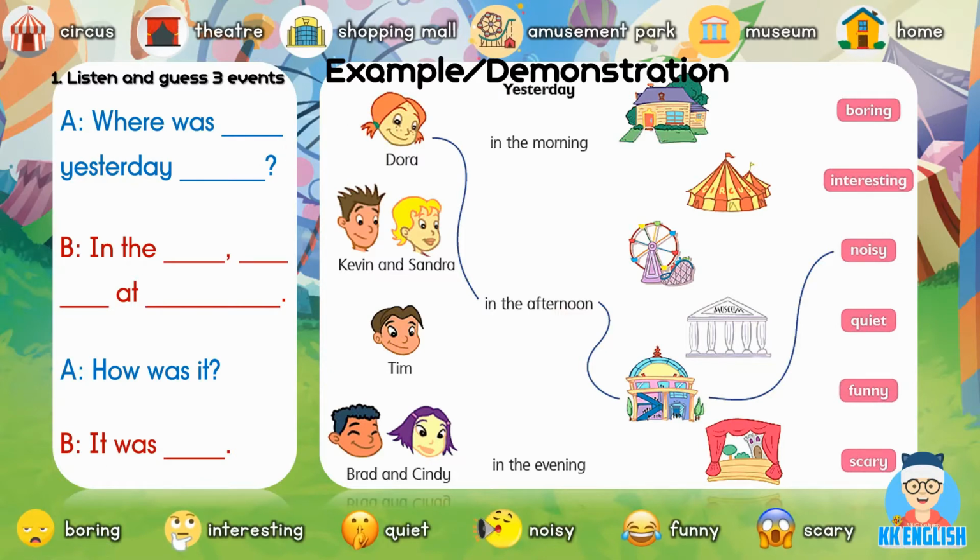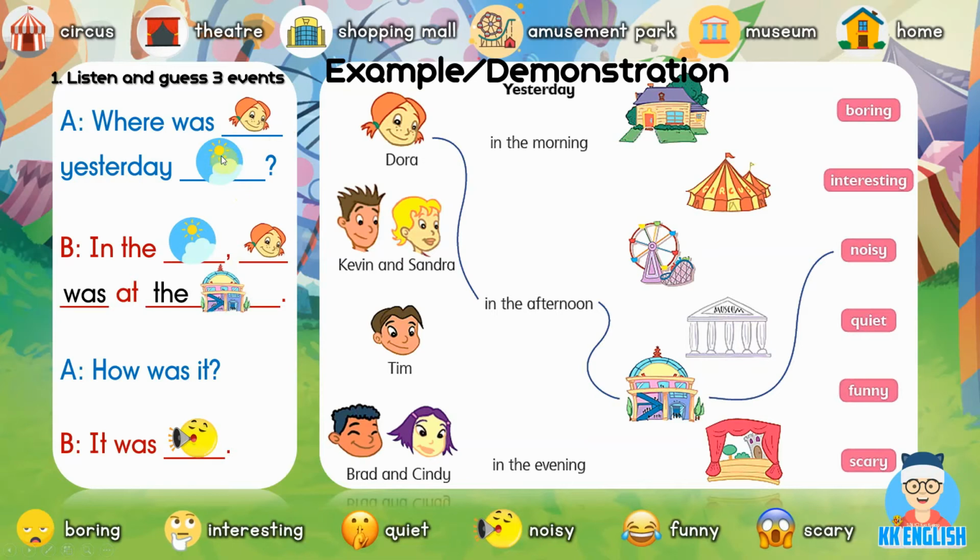Where was Dora yesterday afternoon? In the afternoon, she was at the shopping mall. How was it? It was noisy. So if you still don't understand, let's look at the pictures and guess. Where was Dora yesterday afternoon?